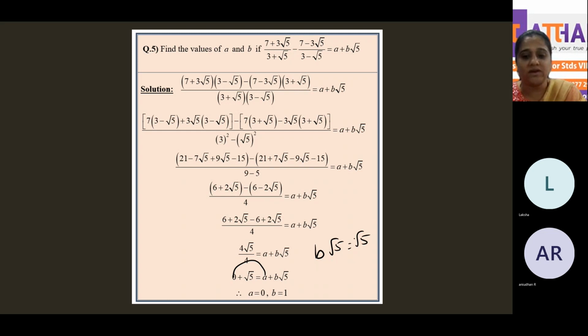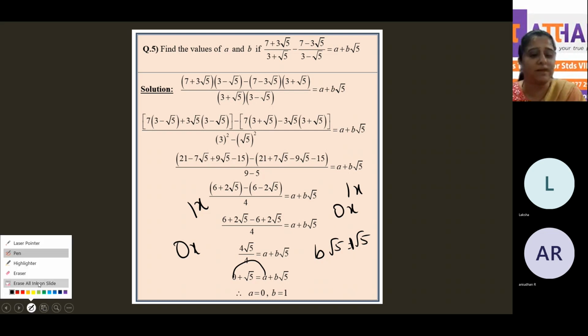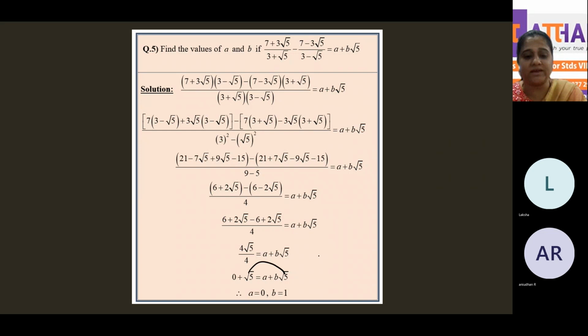b root 5 is equal to root 5. So root 5 means 1 root 5, like x means 1x. x is not 0x, no? So when you compare both the sides, b root 5 is equal to root 5. That means 1 root 5. So root 5 and root 5 get cancelled. b is equal to 1. Be careful. b is 1, but a is 0.